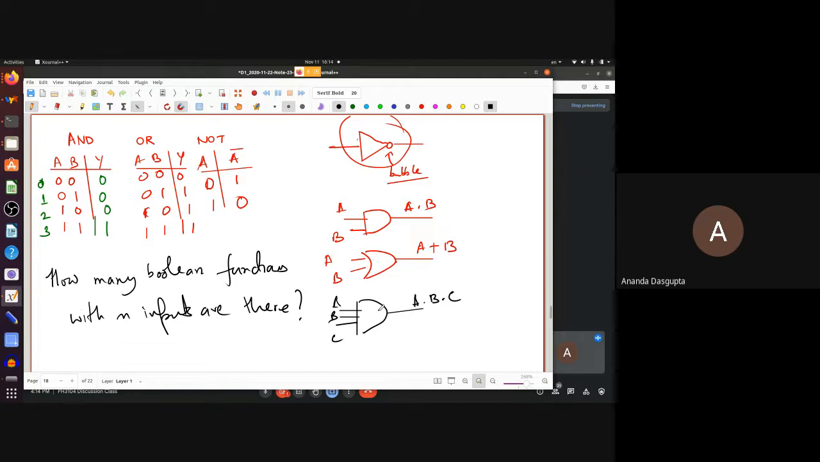By the way, this is not really an electronics question. The question that I've asked you is a simple mathematics question. Okay, let's forget about n inputs. Let's talk about 2 inputs. How many different Boolean functions can you have with 2 inputs?